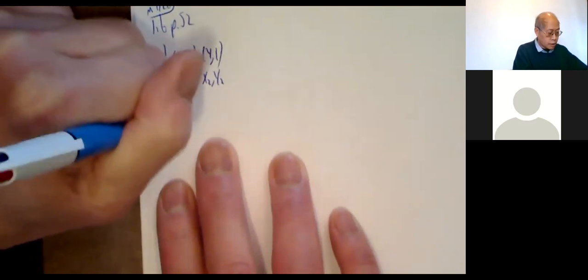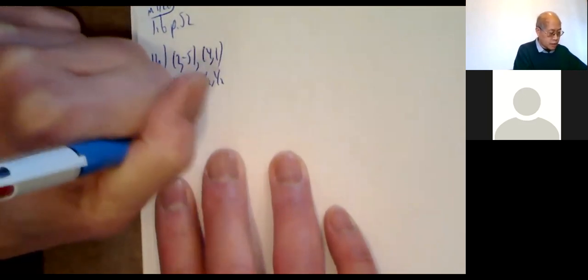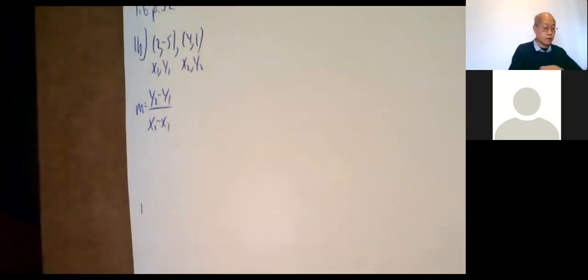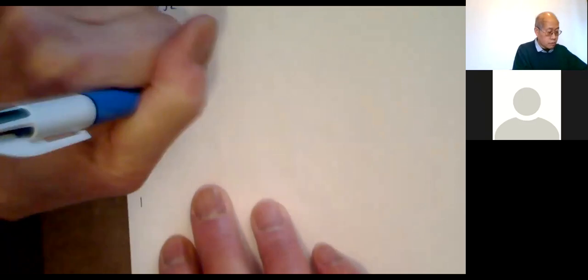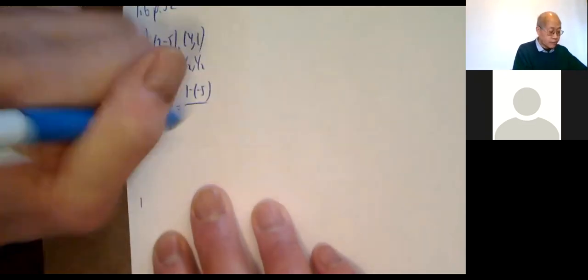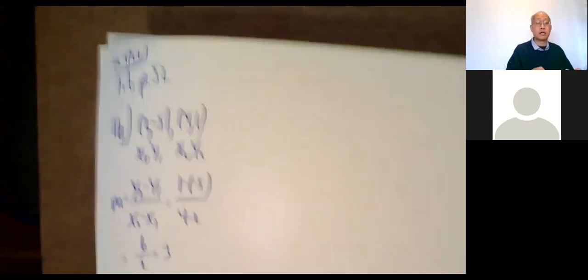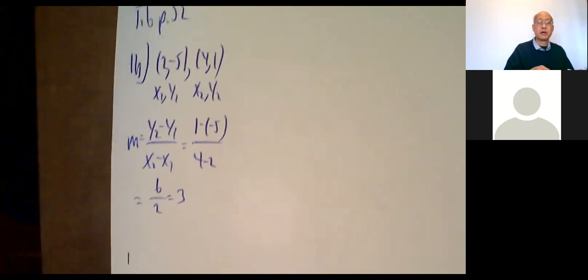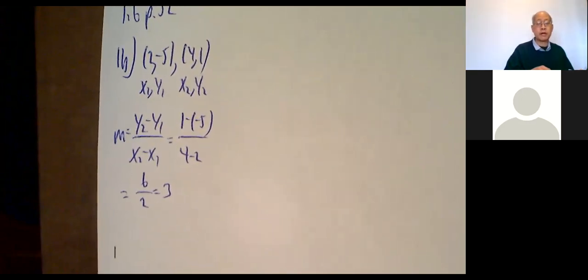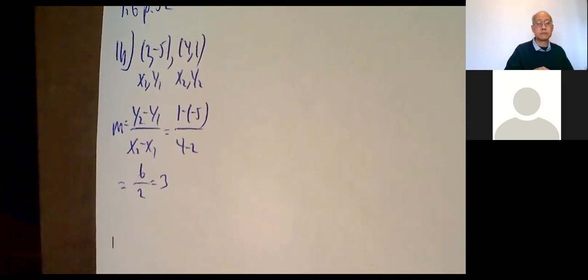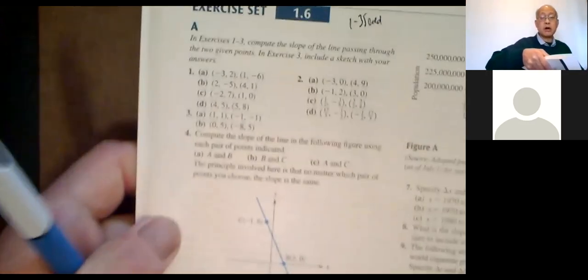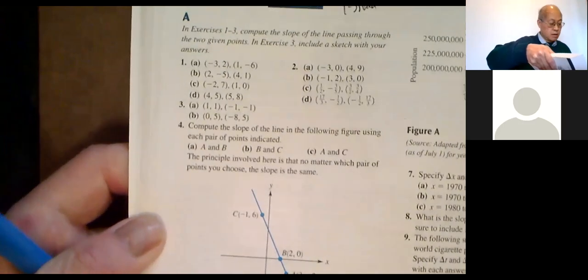Formula is y2 minus y1 divided by x2 minus x1, which I'm sure you've seen before. Okay, so 1 minus a negative 5 divided by 4 minus 2. So 1 minus a minus 5 is 1 plus 5, 6, divided by 2. So the answer is 3. And let me raise it up for focusing purposes. And you've all seen that before. So hopefully no big deal. Okay, so that's how you do 1, A, B, C, and 3. Shouldn't be too bad.